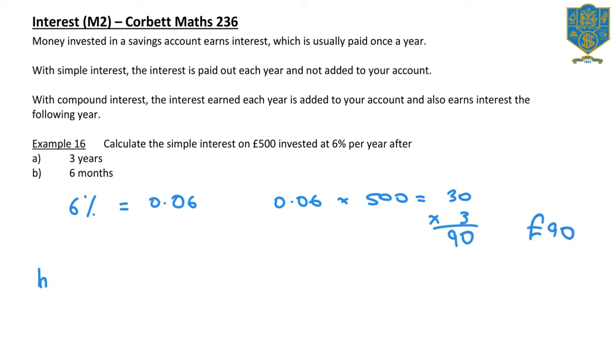Part B, after 6 months, well, if we know it's £30 per year, then after 6 months, it's going to be £15. So the interest earned would be £15.